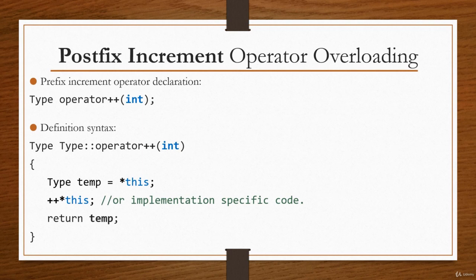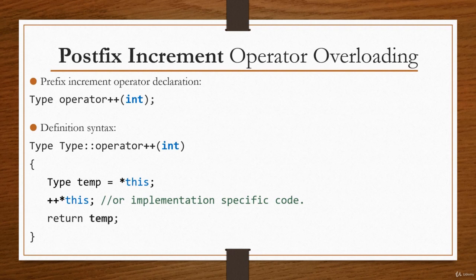Then in the definition, we are also going to return the user-defined type. So we do type, the scope resolution operator, the operator keyword, the symbol plus plus, and then also in between parentheses. In the body, we are going to create a temporary object, and we are going to initialize that to this. So we do dereferencing to basically return the calling object.